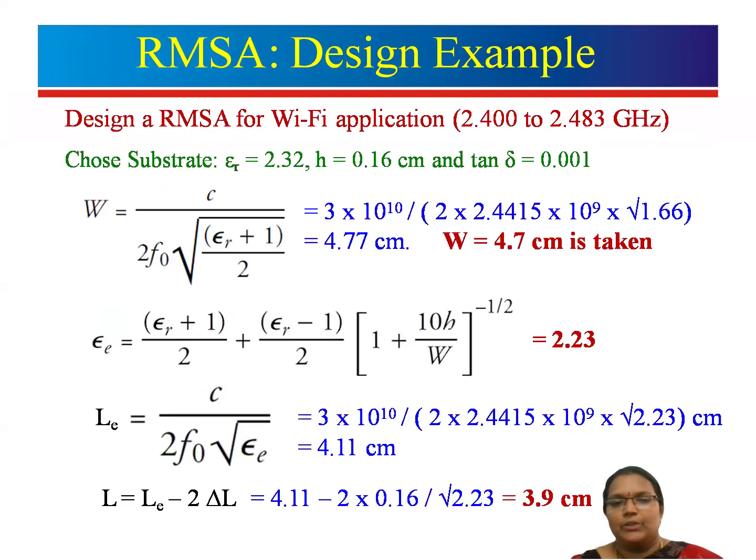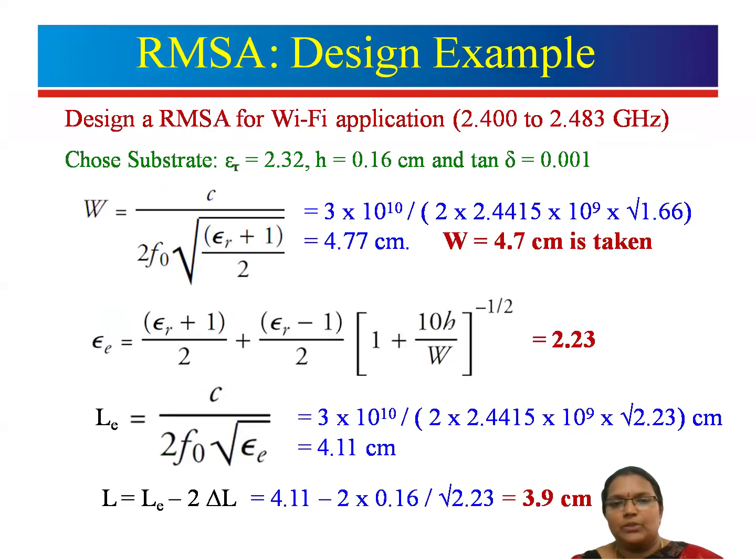By applying the equations we have mentioned previously, we can find the width of the rectangular patch antenna, that is given by C by 2 f naught root of (epsilon r plus 1)/2, which is equal to 4.77 centimeters. And epsilon e is given by the formula (epsilon r plus 1)/2 plus (epsilon r minus 1)/2 into (1 plus 10h/W) to the power minus 1/2, which is equal to 2.23. The effective dielectric constant is approximated to the actual dielectric constant. We can observe the value of epsilon r given here is 2.32, whereas the effective dielectric constant is 2.23. The difference is very small compared to the actual value.